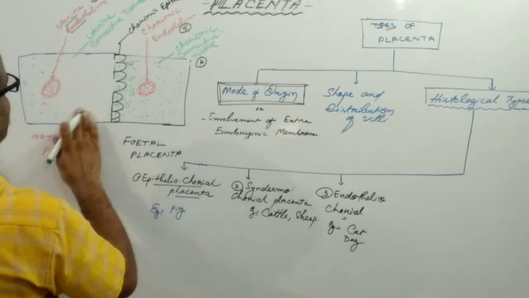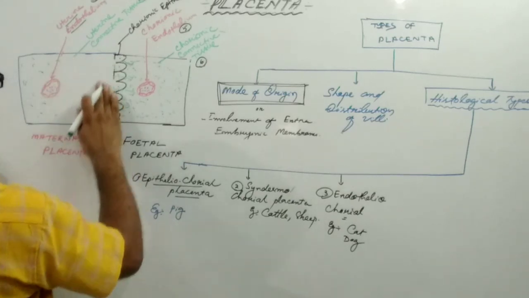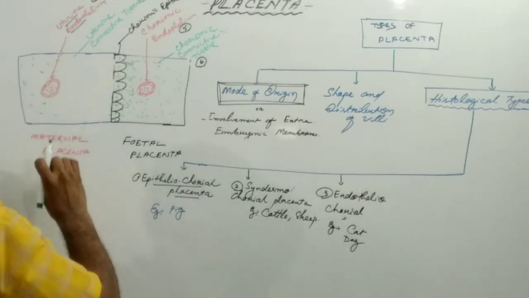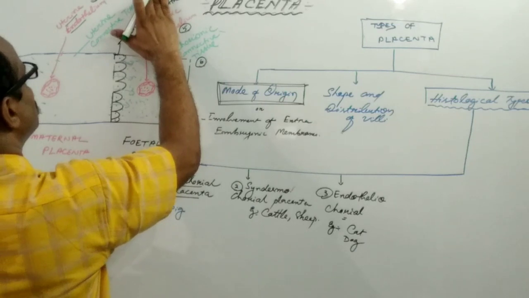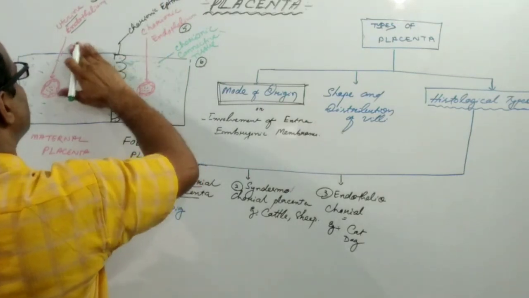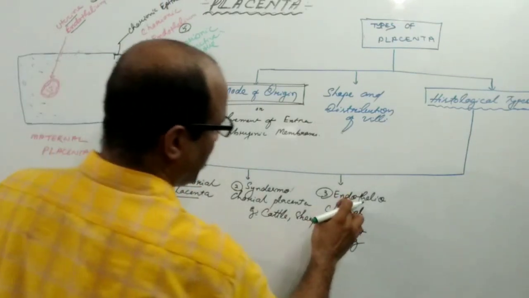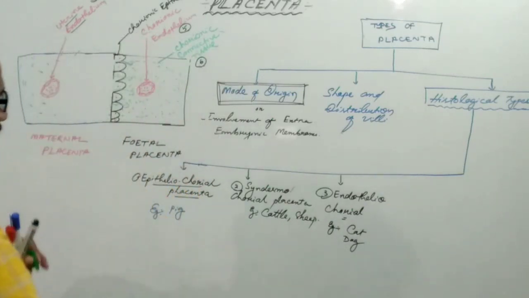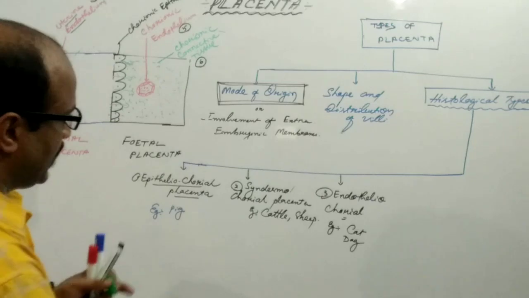That's why this type of placenta is known as, so the uterine connective tissue breaks down, and this type of placenta is known as the endothelial placenta.